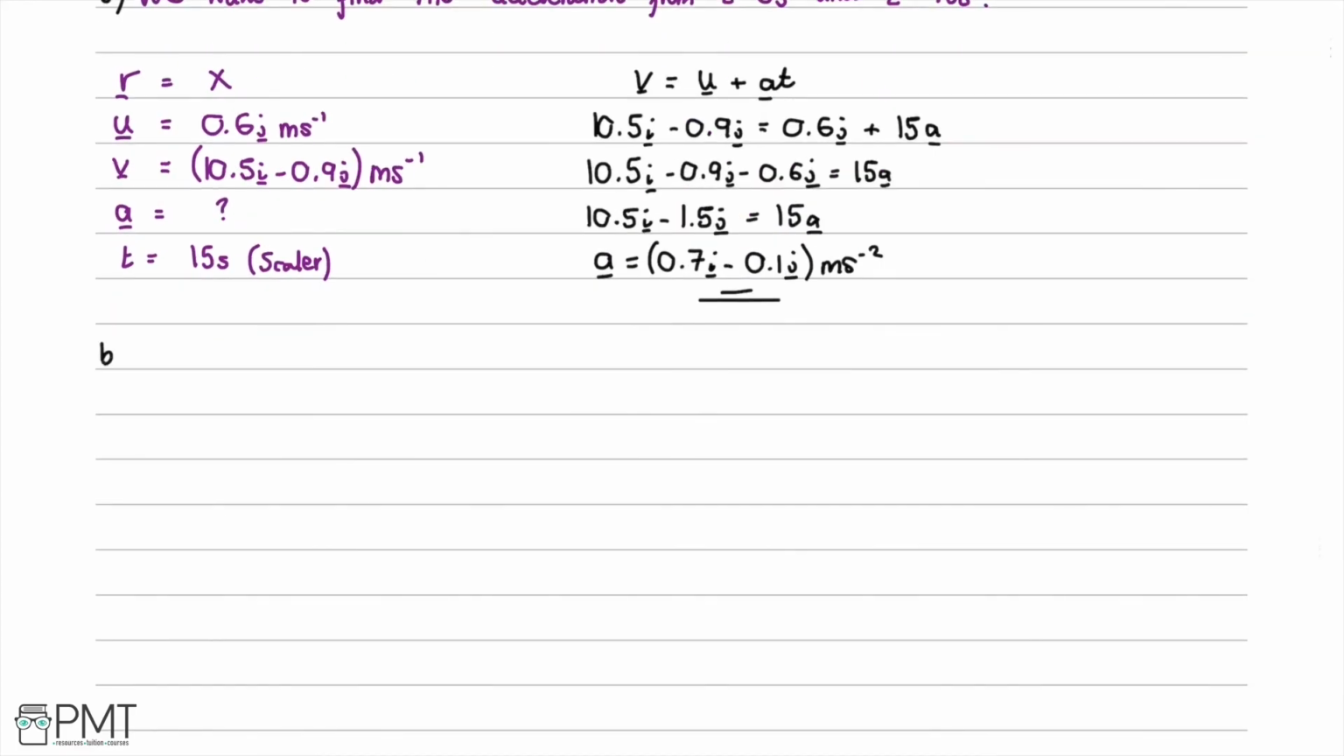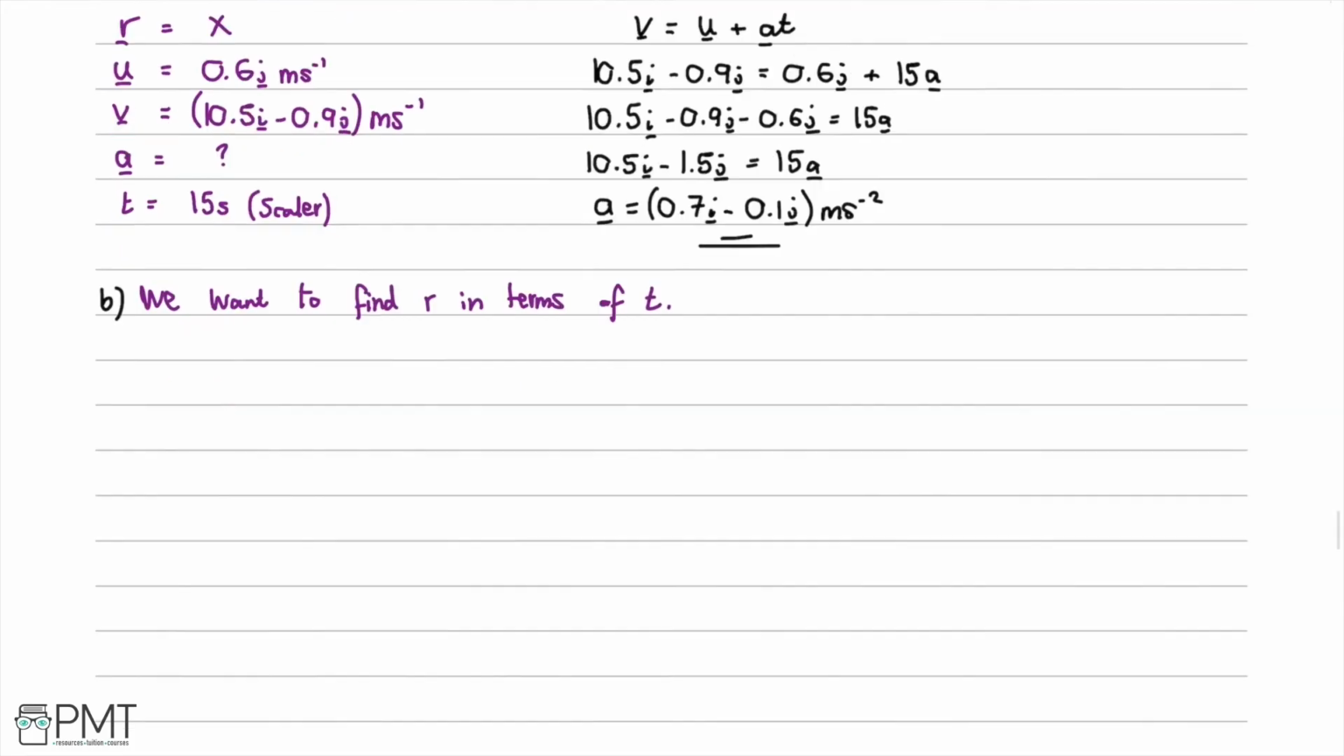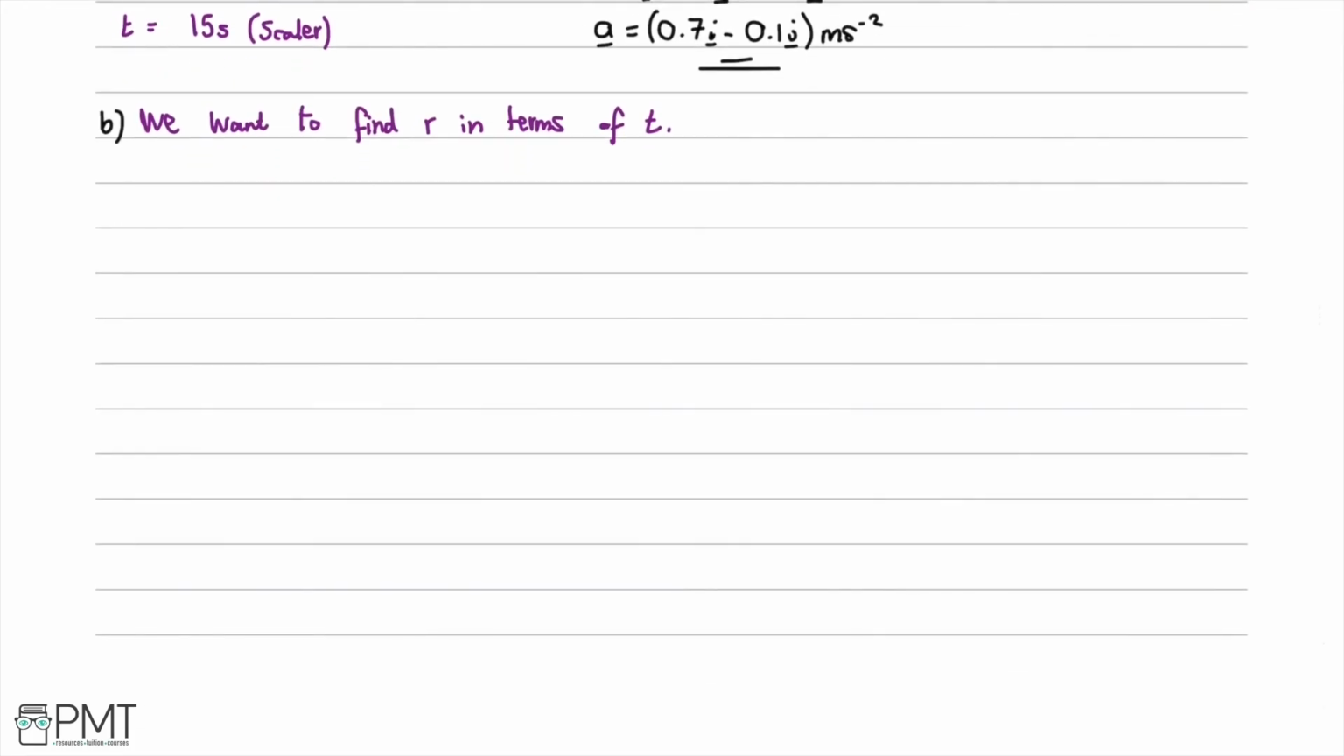So writing this down, we want to find r in terms of t. So this means that we want to have an equation for r, but it needs to be in terms of t. So how are we going to do this? We're going to use another equation of motion. So we have r, and we want to find that, and then we have that u is going to be equal to 0.6j. We have that the end velocity is the same as above, so 10.5i minus 0.9j.